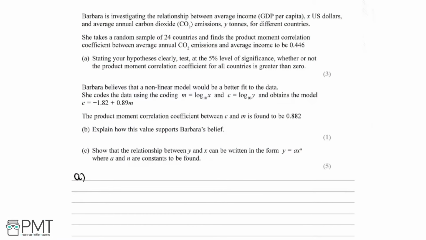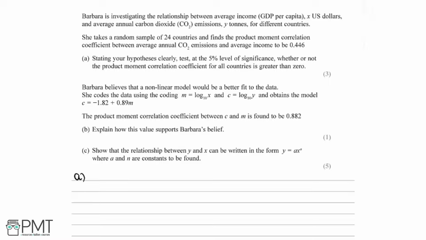Barbara is investigating the relationship between average income and average annual carbon dioxide emissions for different countries. She takes a random sample of 24 countries and finds the product moment correlation coefficient between the average annual CO2 emissions and average income to be 0.446. Part A says we need to state our hypothesis clearly and test at the 5% significance level whether or not the product moment correlation coefficient for all countries is greater than 0. And this is for 3 marks.